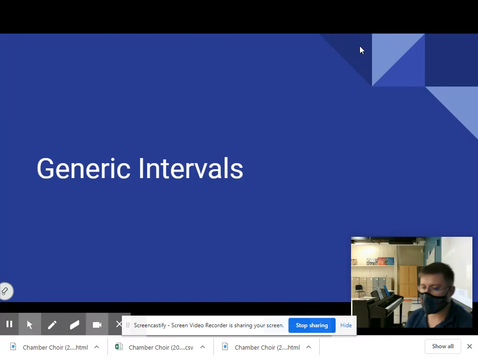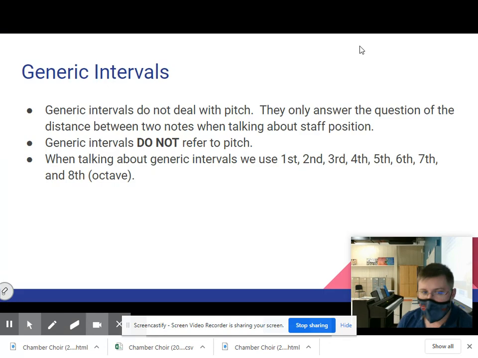When we're looking at intervals and trying to measure the distance between the two, there are 2 ways we do that. The first is we talk about generic intervals, which has nothing to do with pitch. When we talk about a first, a second, a third, fourth, fifth, sixth, seventh, eighth, if we just use that classification, we don't know what sound it makes. All it's telling us is where it's actually written in terms of staff position.